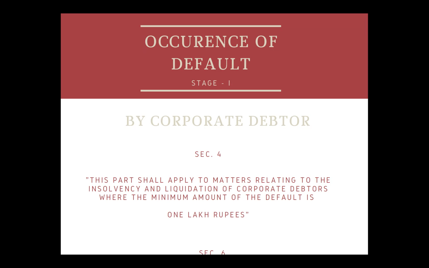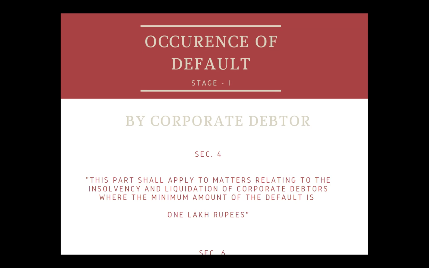So stage 1 is set. It basically talks about the occurrence of default. The moment default has occurred, IBC can be triggered. In order for you to look into whether IBC can be triggered or not, you should look at the amount of default. It has to be a minimum of 1 lakh rupees.